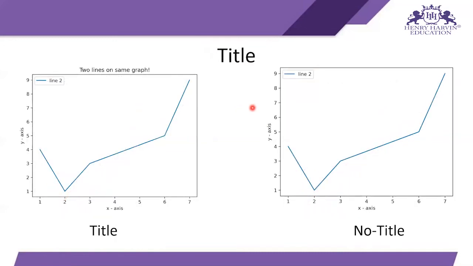Let's say you're just making a graph, you don't know what graph this is, why you made this graph, and what data set this graph is representing. Here I just write two lines on the same graph. You can write any title you want, like this is the title for the sales or the stock market or anything. That's why this title is very important for any graph. If you are making a graph, keep in mind that you also specify the title.